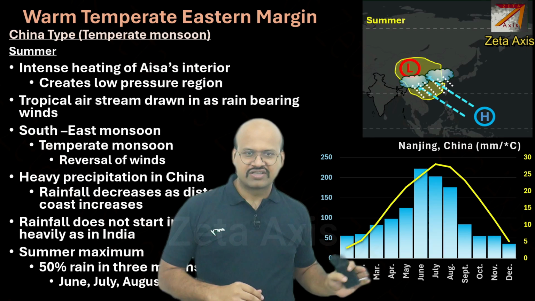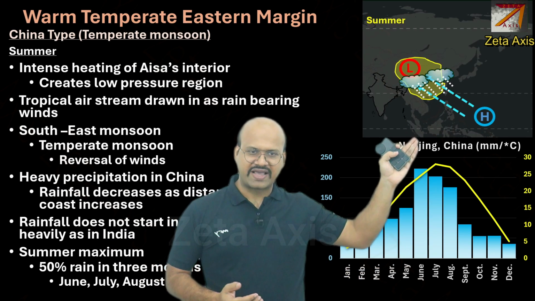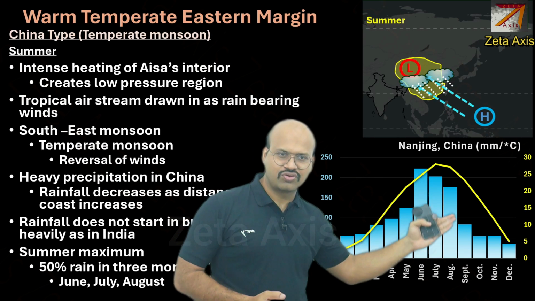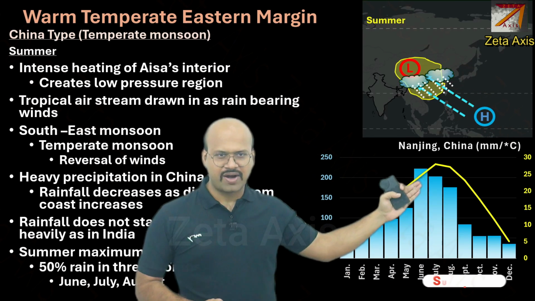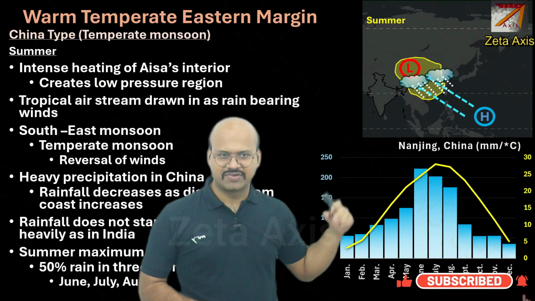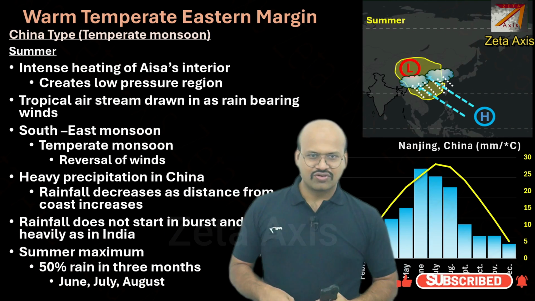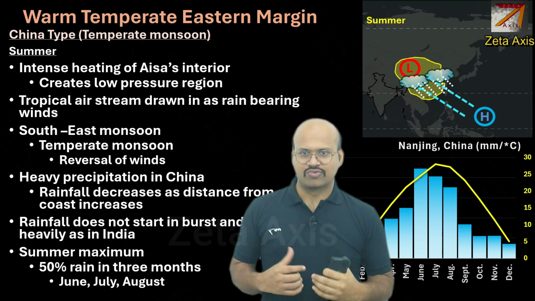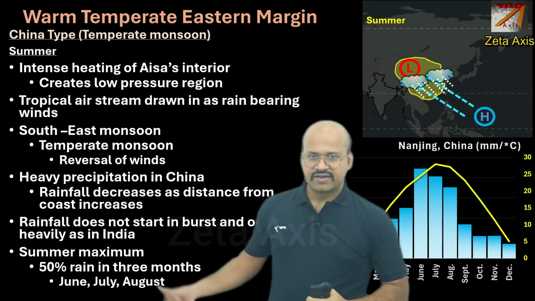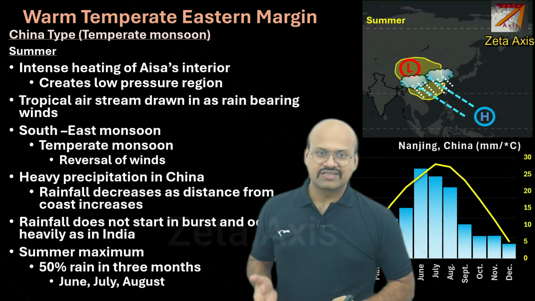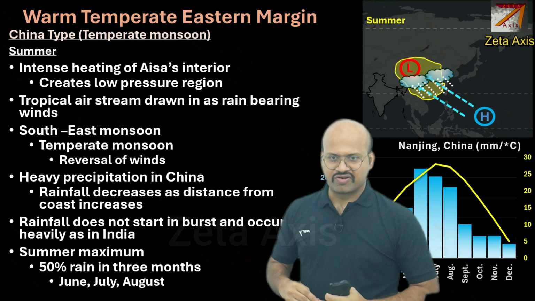It is not like suddenly the bar rises, but we can see there is slow progression and then a slow decrease. And even if you see the amount, the maximum is here at 25 centimeters. So we can see that even though the characteristics are similar, the intensity is not the same as the Indian monsoon. Rain does not start in bursts, it does not pour a lot, it just gives normal rainfall.